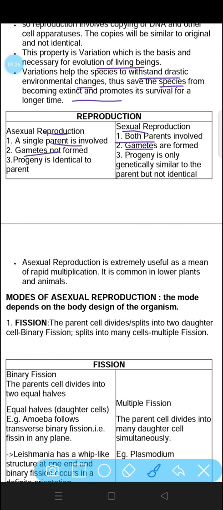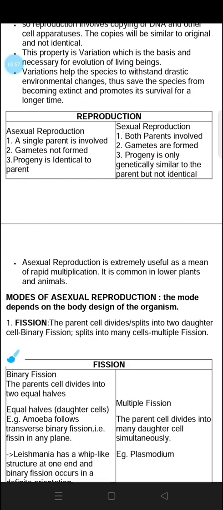In asexual reproduction, progeny is identical to the parents. In sexual reproduction, progeny is only similar to the parent but not identical. That means the progeny or young ones produced from the parents will be copies in case of asexual reproduction, but in case of sexual reproduction, they will be just similar. They will get some characteristics from the parents or the grandparents, but they are not exact copies of their parents.